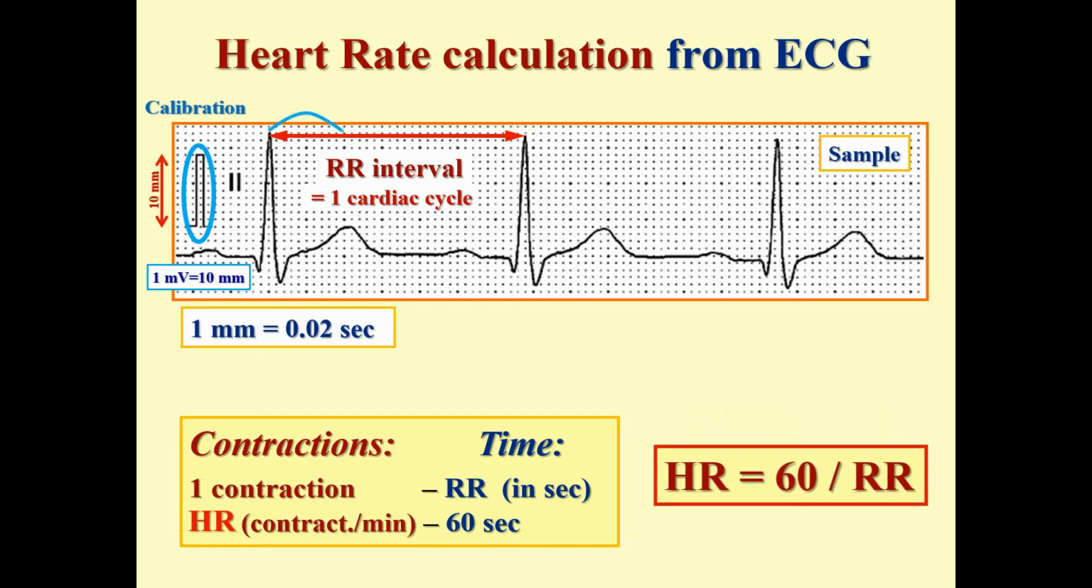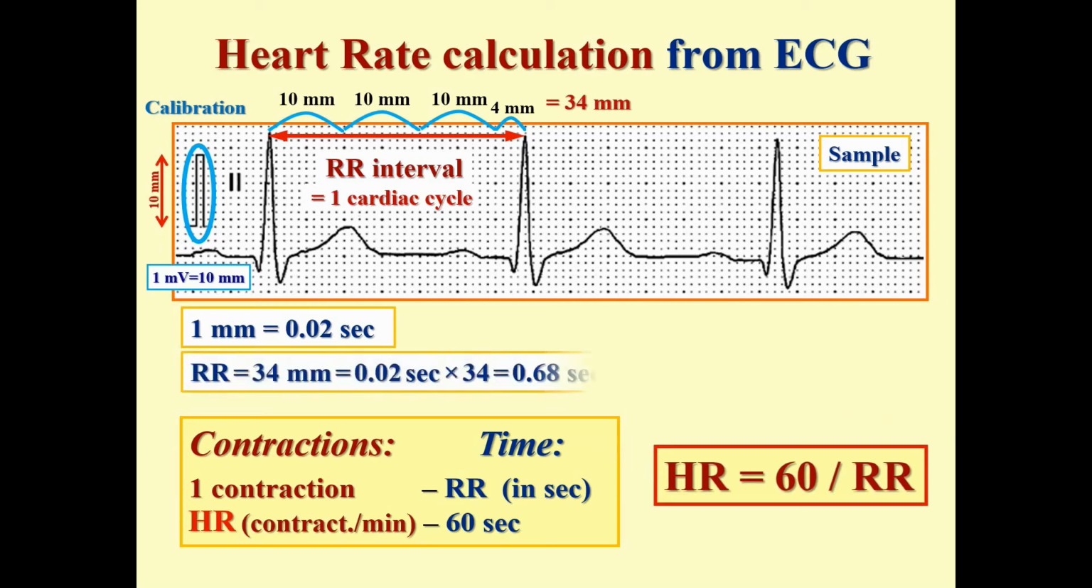calculation of the RR interval. It's not necessary to count each millimeter individually: 10, 10, 10, and some more, 4 in this case. So the total duration makes 34 millimeters. 34 millimeters by 0.02 makes 0.68 seconds. This is one cardiac cycle. And heart rate is 60 divided by the duration of a single cardiac cycle. For this case, we get a heart rate of 88 contractions or beats per minute. And for any other case, we can just change the values and calculate easily.